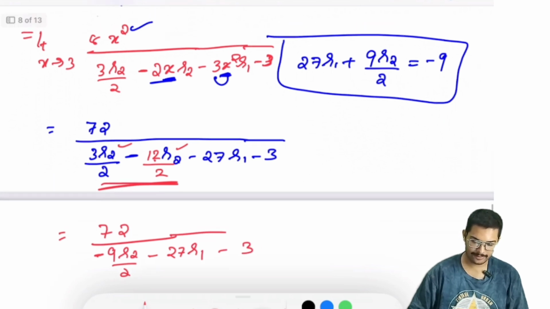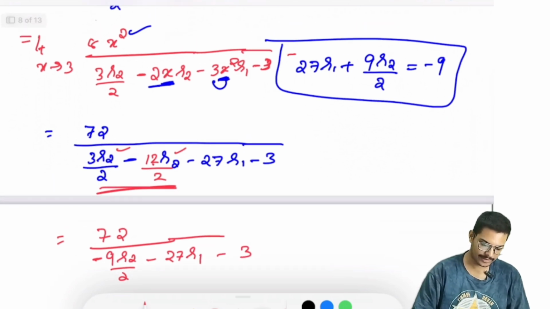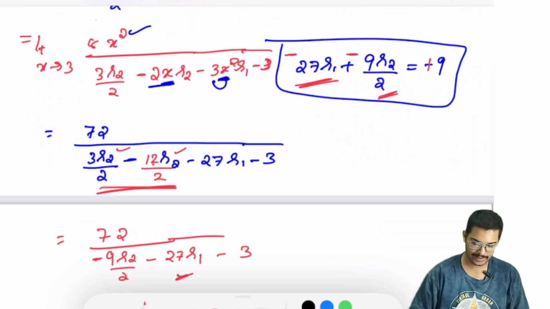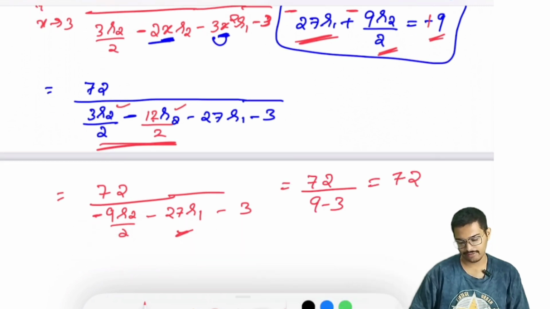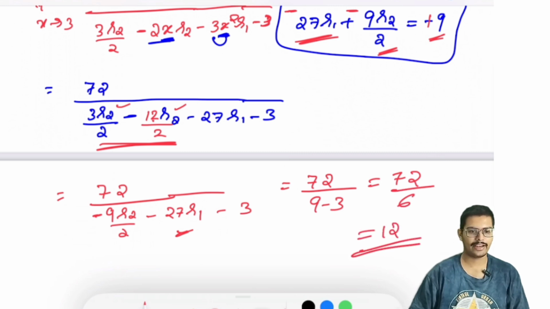minus 3. Now, when you multiply this whole expression with negative, minus 27 r1 minus 9 r2 divided by 2 equal to plus 9. So you can change this term with the plus 9. It will be 72 divided by 9 minus 3. It is equal to 72 divided by 6, which is equal to 12. Our final answer is 12.